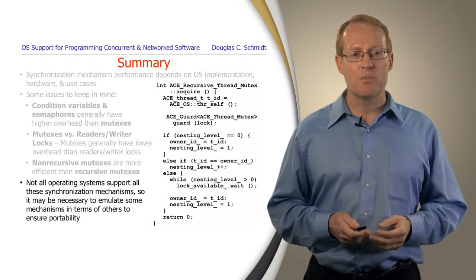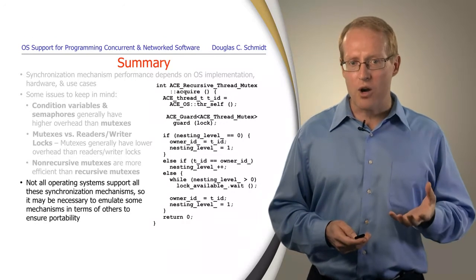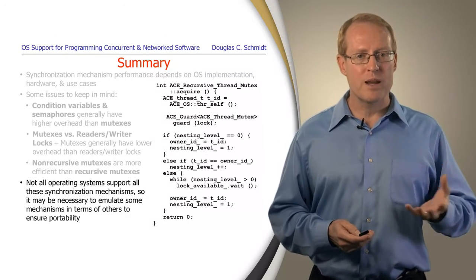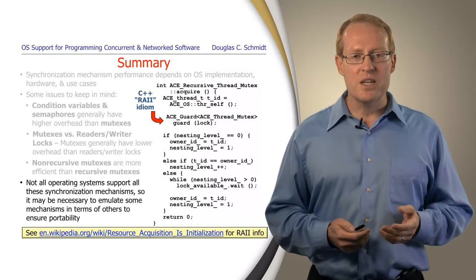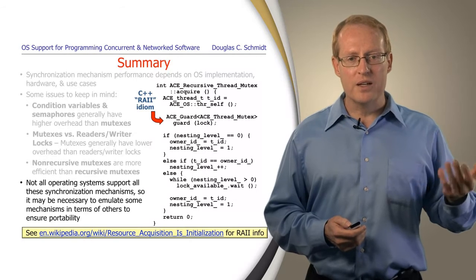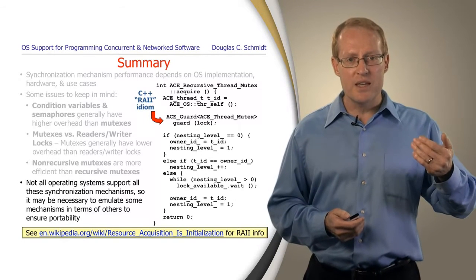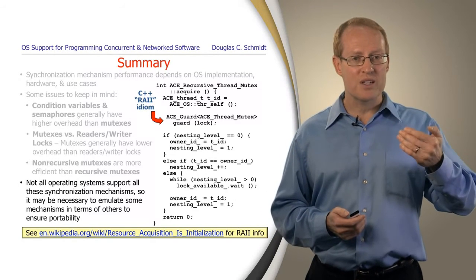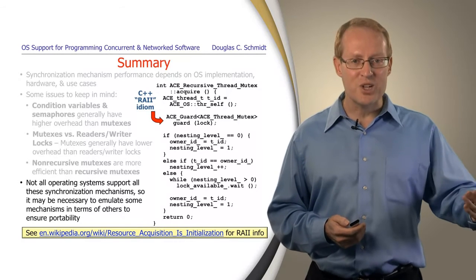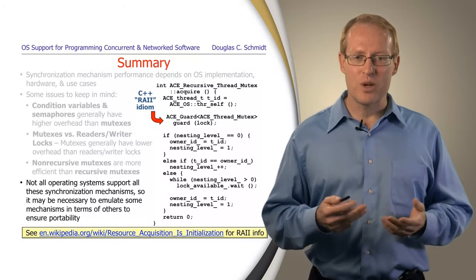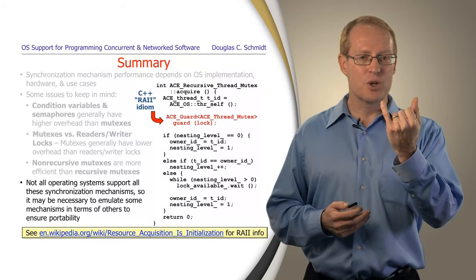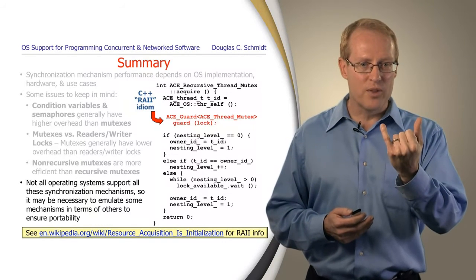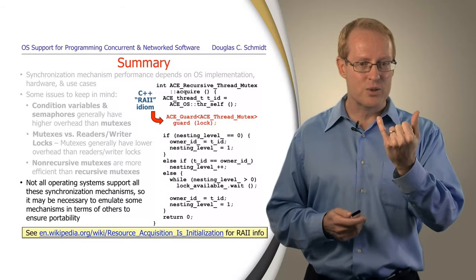Here's just a simple piece of code that illustrates a part of a recursive thread mutex. This is based on some of the things we've done in ACE. As you can see in here, the acquire method comes in. It uses the C++ resource acquisition is initialization idiom. If you take a look at this in Wikipedia, you'll find how that works. To be able to grab a mutex to ensure you have only one thread at a time inside of this critical section.